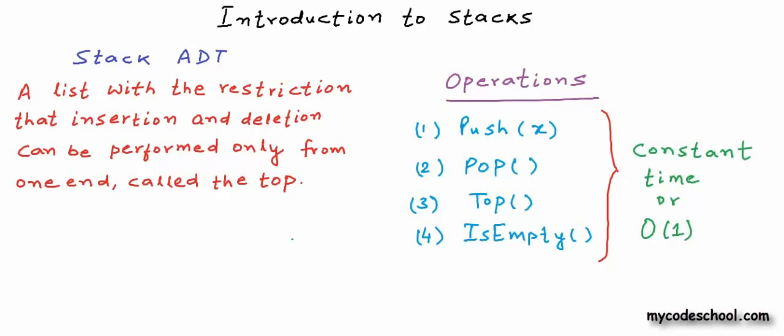Remember, an element that is pushed or inserted last onto a stack is popped or removed first. So stack is called a last in first out structure. What goes in last comes out first. Last in first out, in short, is called LIFO.